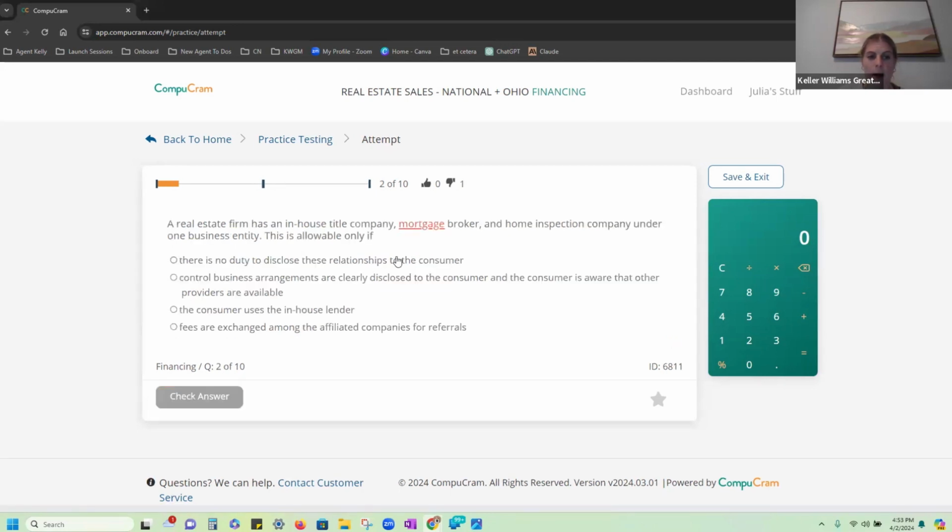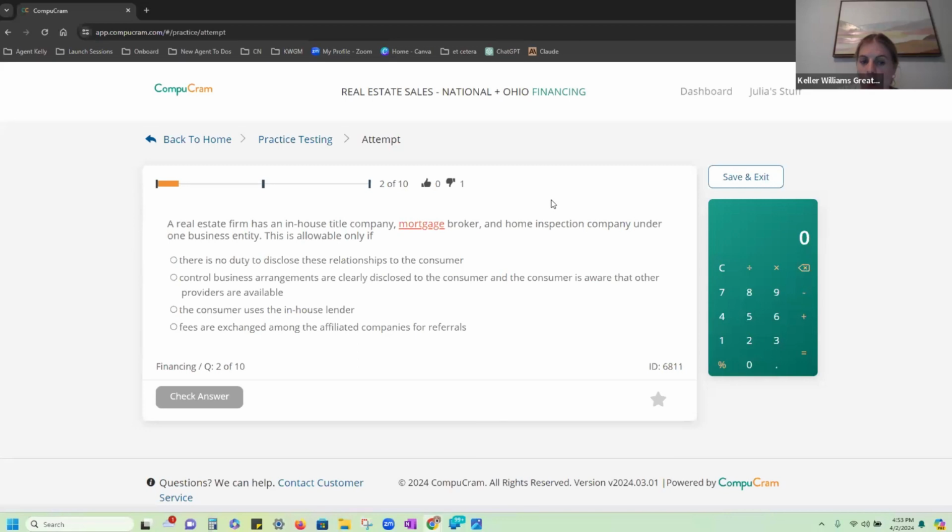Okay. A real estate firm has an in-house title company, mortgage broker, and home inspection company under one business entity. This is allowable only if: A, there's no duty to disclose these relationships to the consumer, B, controlled business arrangements are clearly disclosed to the consumer and the consumer is aware that other providers are available, C, the consumer uses the in-house lender, or D, fees are exchanged among the affiliated companies for referrals.